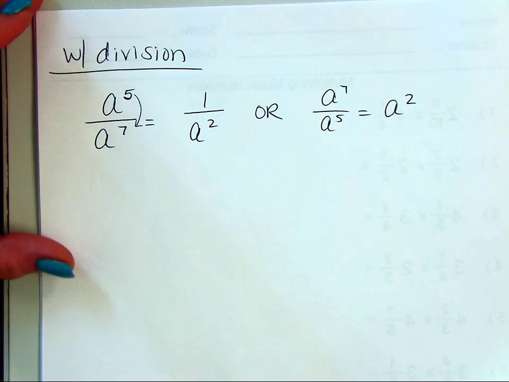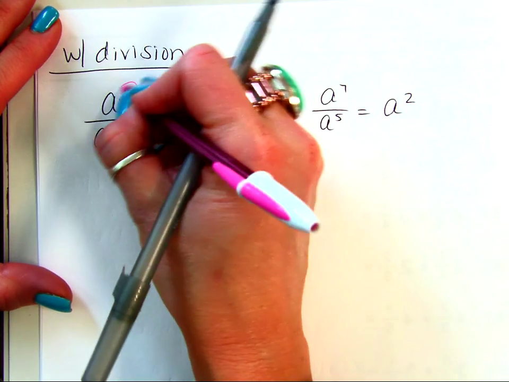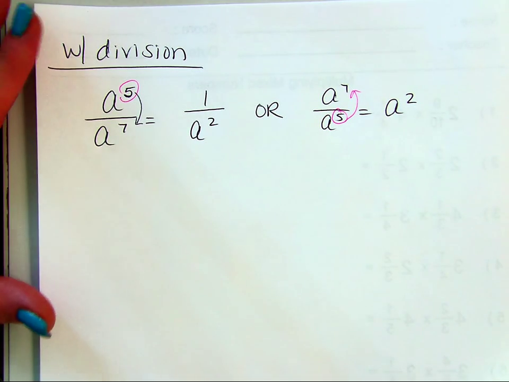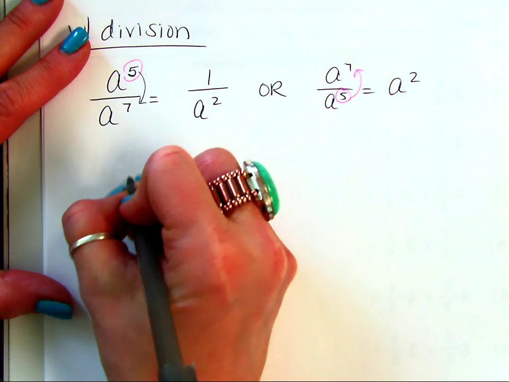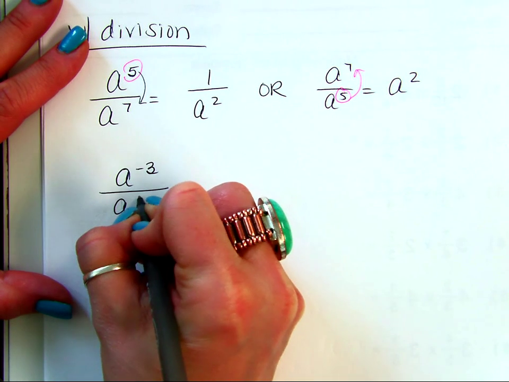Okay, so nothing new. And I don't know how many times you guys told me, take the smaller exponent to the larger, right? Take this 5 down here, take it up here. Okay, let's keep that in mind and do this. A to the negative third divided by a to the 8th. Okay.